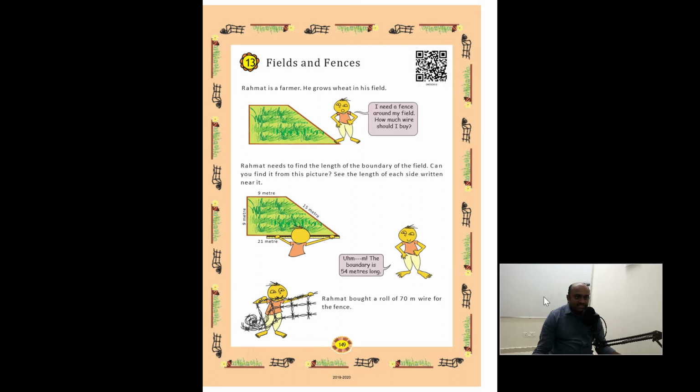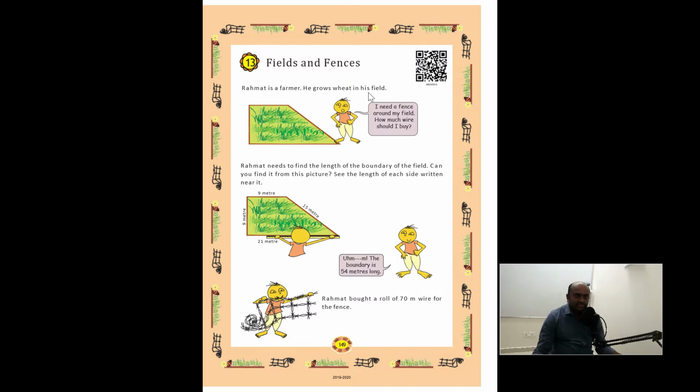So fields and fences, 13th chapter, and this is the QR where you can download this PDF. I have downloaded this PDF from the website ePathshala. With the help of this QR code, you can also download it, and after downloading it, you have to read from that. So in these fields and fences, there is a farmer called Rahmat.